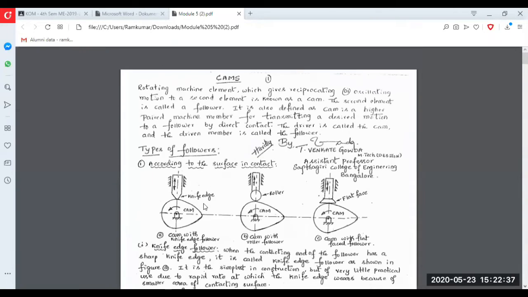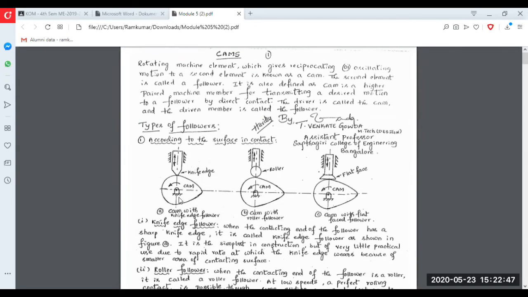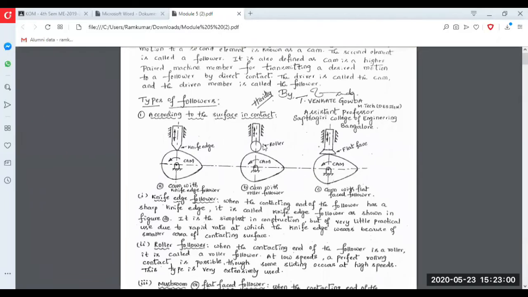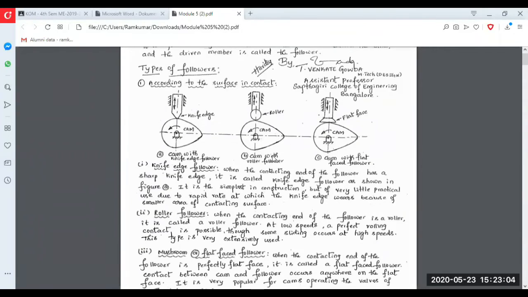Okay, in different types of follower, according to the surface in contact, you have knife edge follower. So this is having a knife edge, that is, it is having a pointed edge, or you can say sharp edge, which rides on the cam surface. And second one is called roller follower because it is having a roller shape and it rolls on the surface of the cam. So it is called as a roller follower.